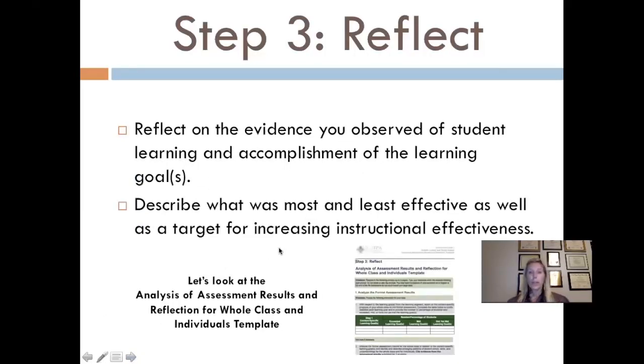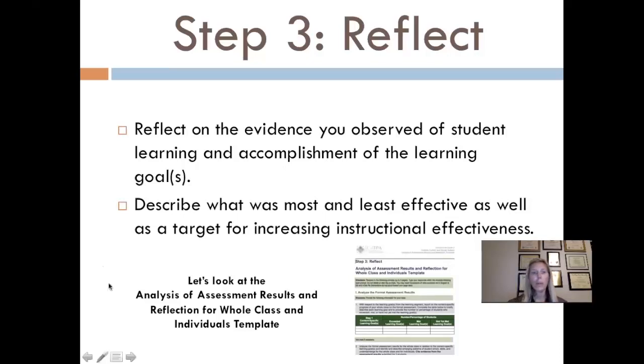So what you'll do is you'll reflect on the evidence you observed of student learning and accomplishment of the student learning goals. So based on what you observed while you were implementing the lesson and while you were administering the assessment, and based on the results of the assessment, what is it you observed about student learning? Did they meet the goals? Did they not meet the goals?